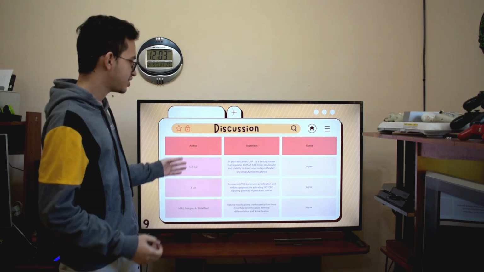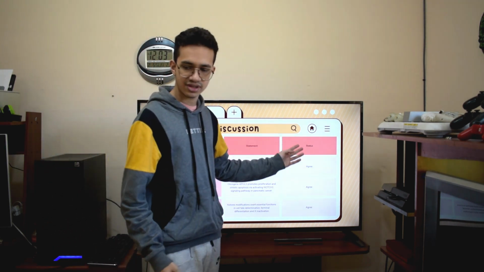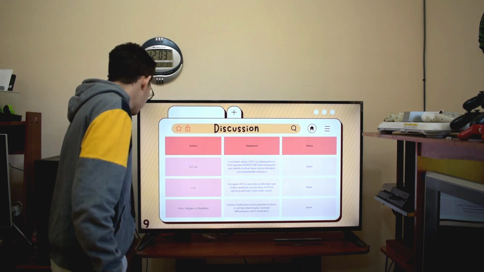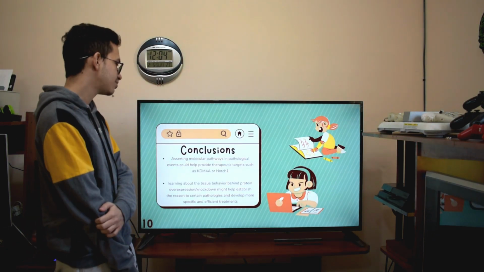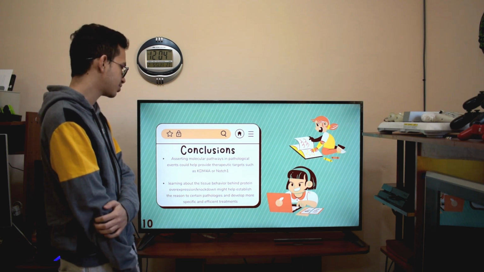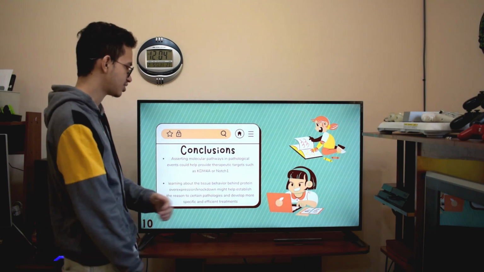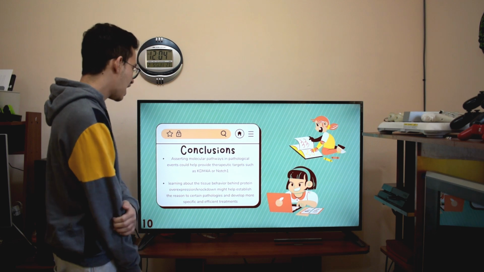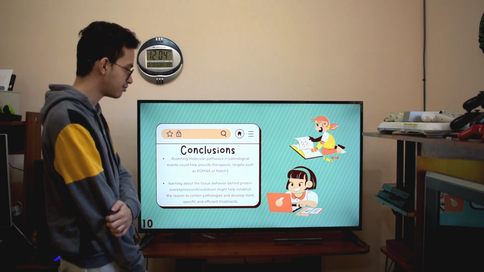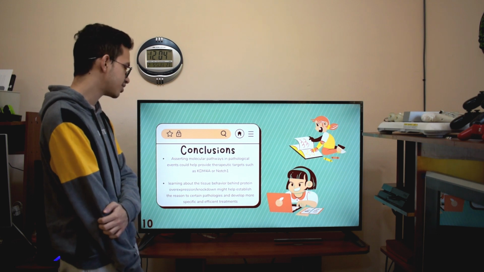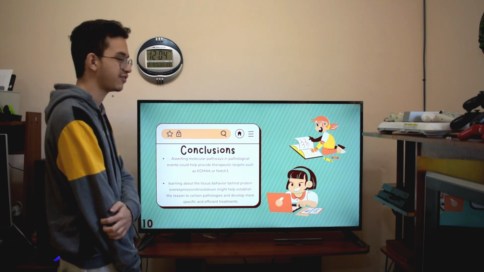from these authors, and according to this text, everyone agrees. And finally, we've got the conclusions, which are asserting that molecular pathways in pathological events could help provide therapeutic targets such as KDM4A or Notch1. And learning about the tissue behavior behind protein overexpression and knockdown might help establish the reason for certain pathologies and develop more specific and efficient treatments.